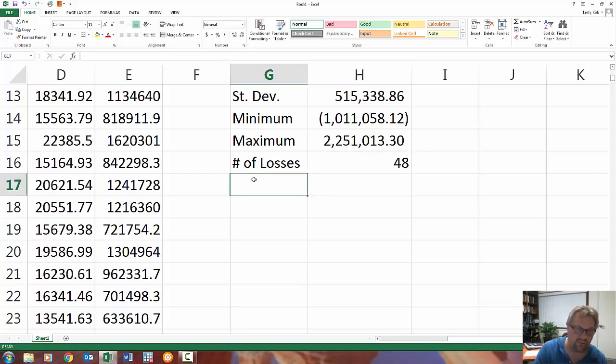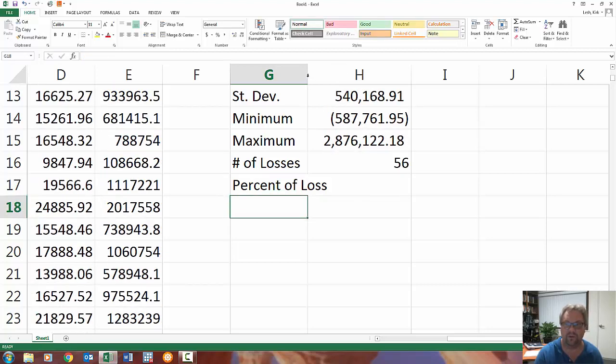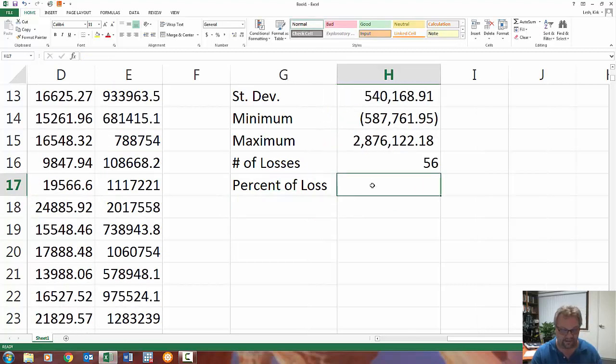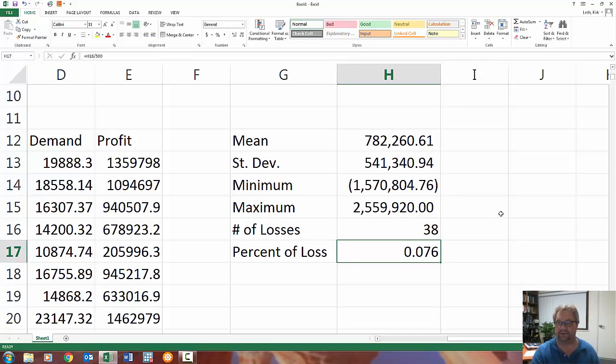And then once I know the number of losses, I can calculate the percent of loss. So the idea is, well, if there are 56 trials that have a loss out of 500, that's going to give me the percent of times this company could expect to incur a loss. And so that's right around 7.6%.